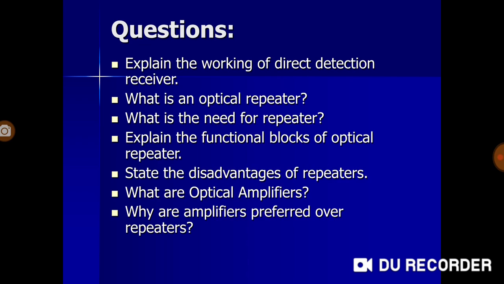The review questions, obviously: what is the working of the direct detection receiver that we talked about in the first slide itself, the first topic that we discussed under demodulation technique? Then what is an optical repeater, what is the need for a repeater, the functional blocks of an optical repeater, disadvantages of repeaters, what are optical amplifiers, and the advantages of optical fiber amplifiers. So this sums up our discussion.